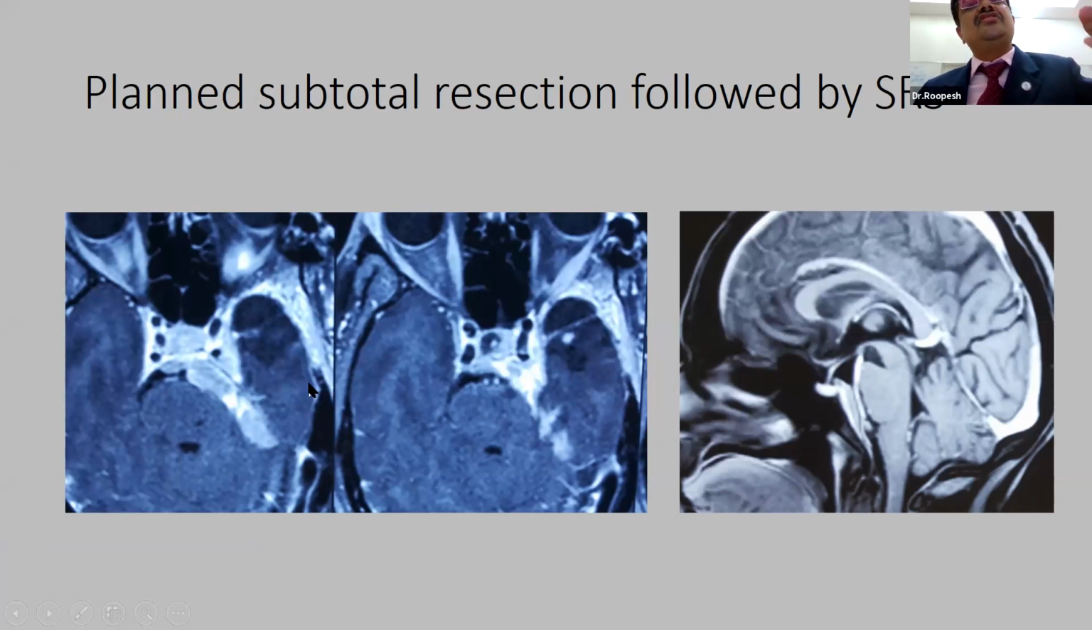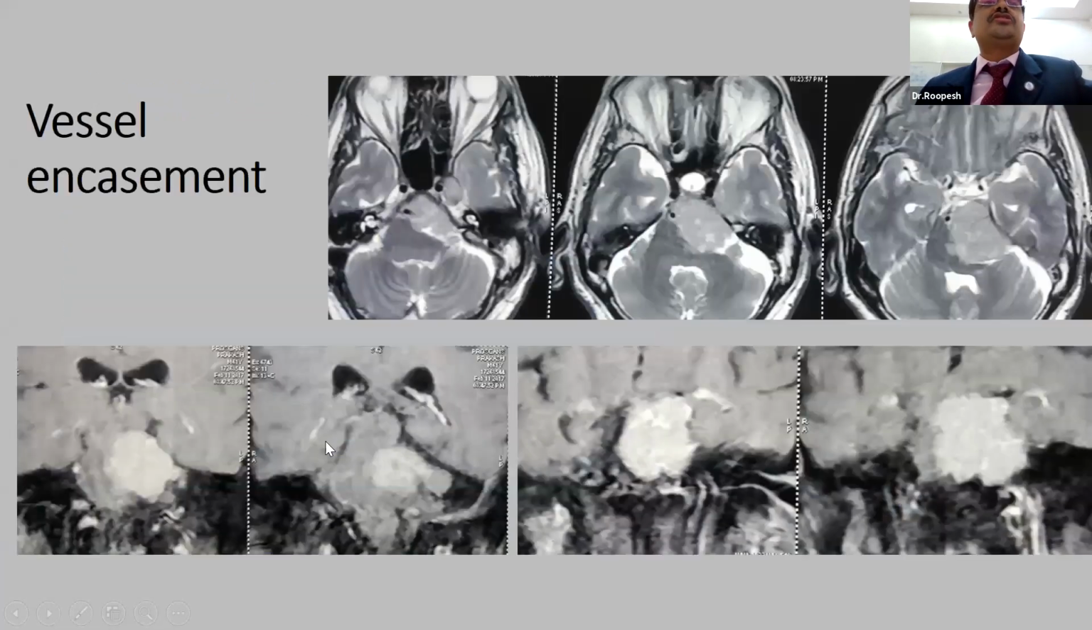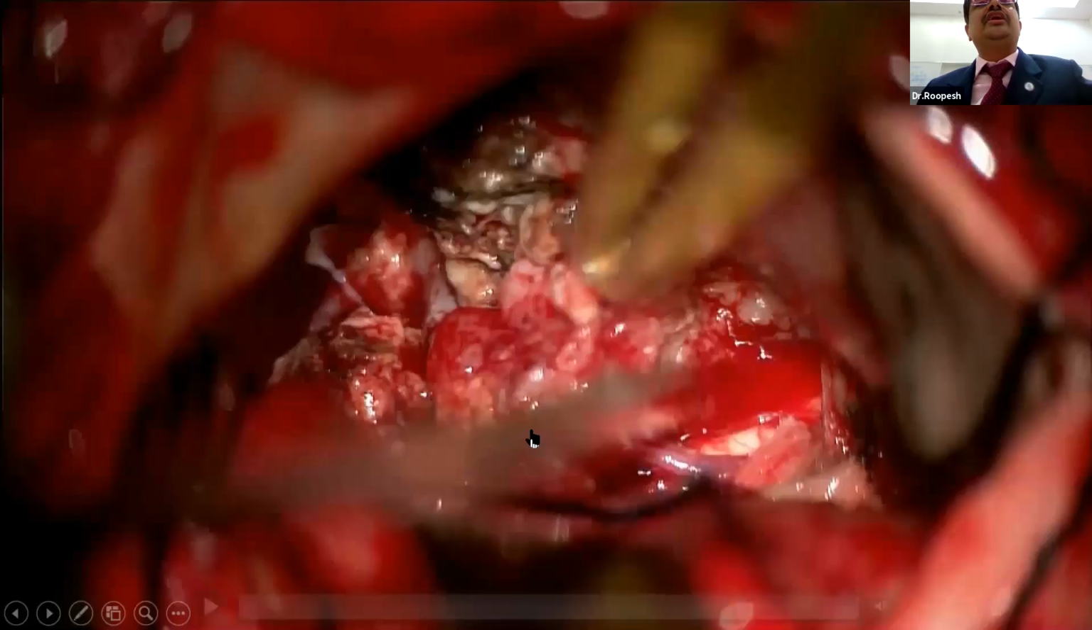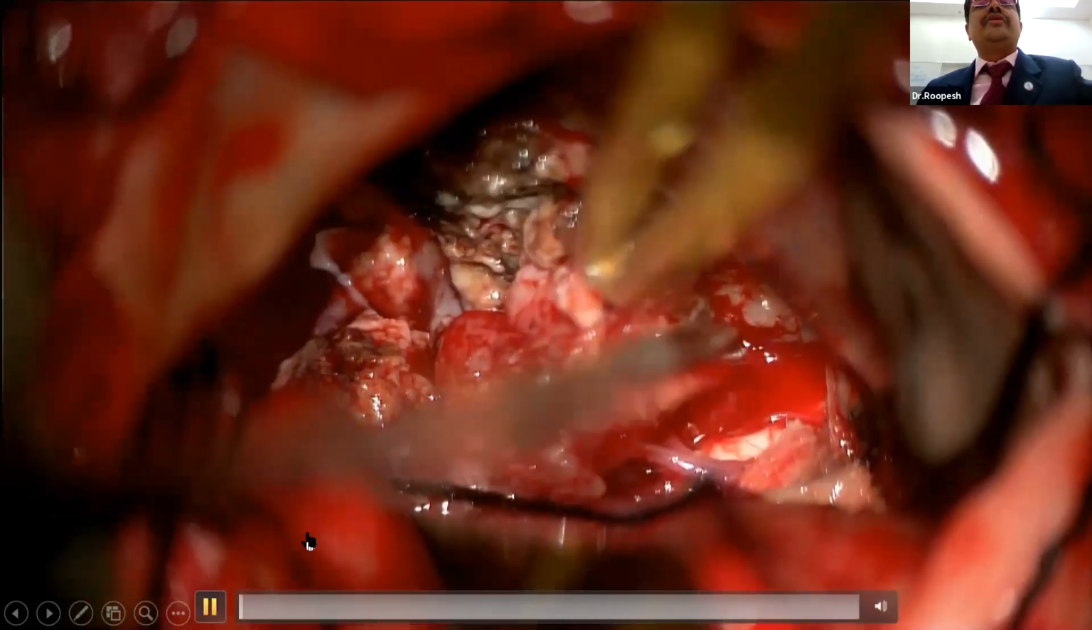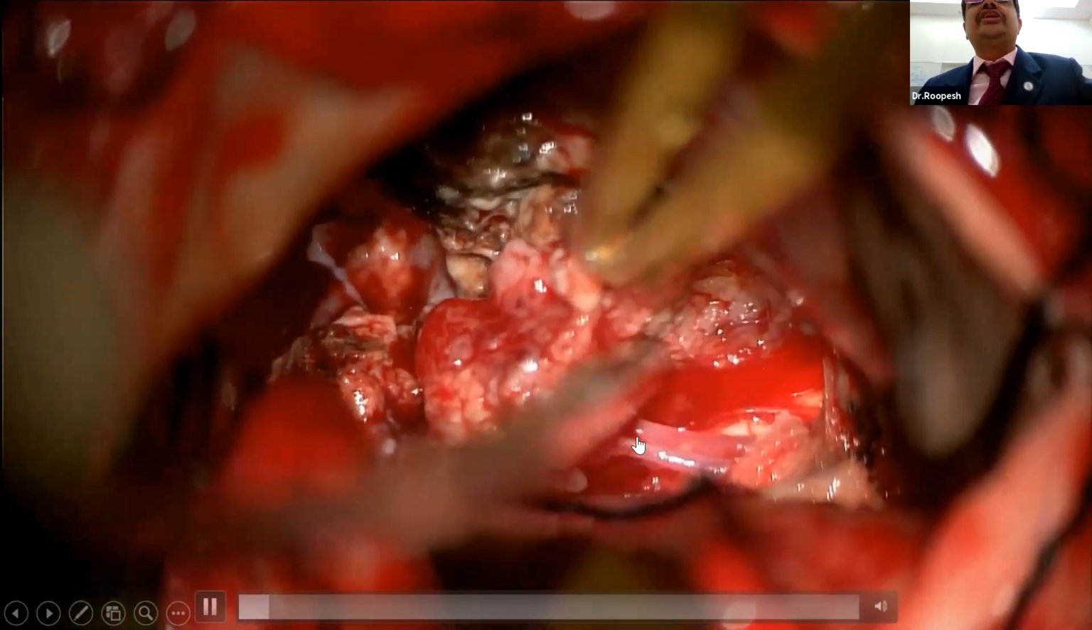So you need not be very aggressive in these types of tumors, and you should be careful to maintain the functions of these patients. Vessel encasement, yes, in premeatal tumors, they're really challenging. You can see that the basilar artery is at the tip and there's a cuff of tumor around it. So you need to be very careful here, and always preserve the vessels, identify the vessel, and then you trace it.